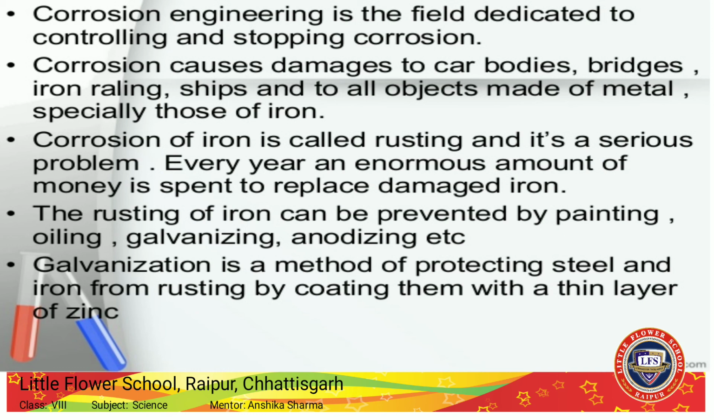The rusting of iron can be prevented by painting, oiling, galvanizing, anodizing, etc. Galvanization is a method of protecting steel and iron from rusting by coating them with a thin layer of zinc.